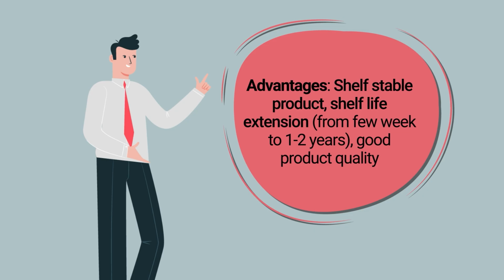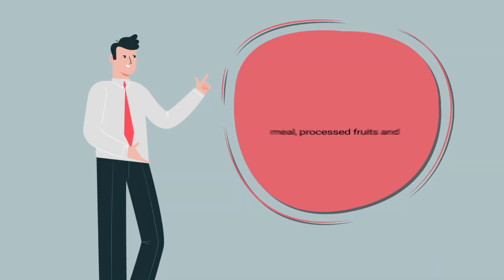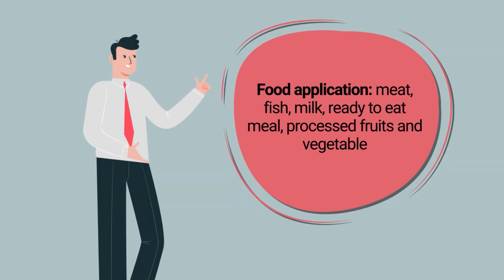We can keep the product at room temperature. It extends the shelf life very high, from a few weeks to a few years. For example, you can keep the retort pouch product for 1 to 2 years, and it also provides good product quality. So you can use this retort packaging, retort pouches for meat, fish, milk, ready to eat meal, processed fruits and vegetables, etc.